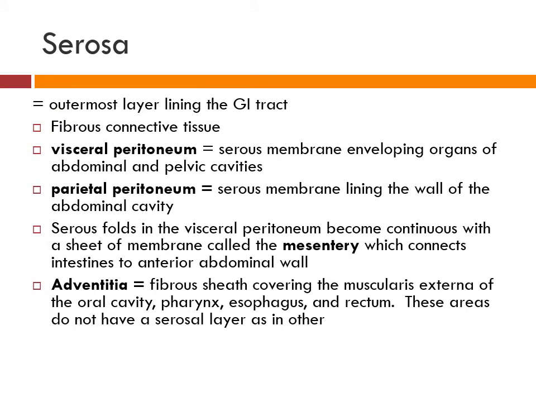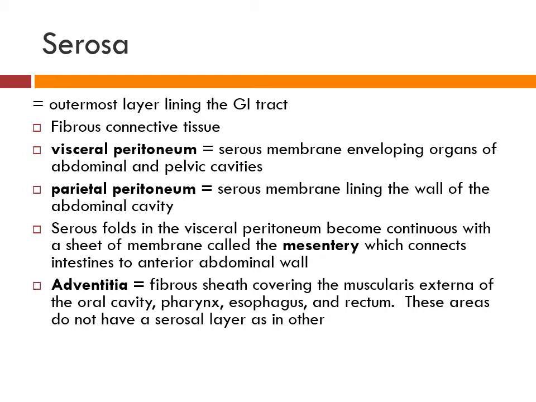And then our outer layer of the GI tract is called the serosa. The serosa is a fibrous connective tissue, and it is the peritoneum. So we have the visceral peritoneum, which is a serous membrane that is on top of the organs, and then the parietal peritoneum, which is a serous membrane lining the wall of the abdominal cavity. So we've learned this in A&P 1. It's very similar to the pleural membrane. So we have the visceral and parietal peritoneum.